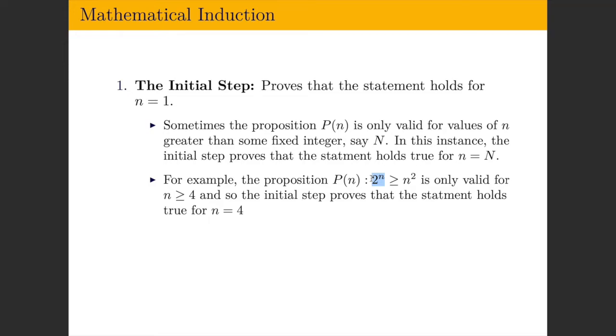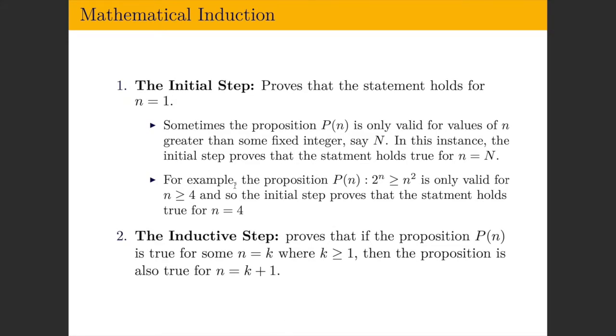So in this case, it's only valid for larger n. And if we try n greater than or equal to 4, we've got 2 to the power of 4 is 16, and 4 squared is 16 as well. We know it is true for n equals 4. In fact, it turns out this proposition is only true for n greater than or equal to 4. And so our initial step in this case would be to try and prove that it's true for n equals 4, not n equals 1.